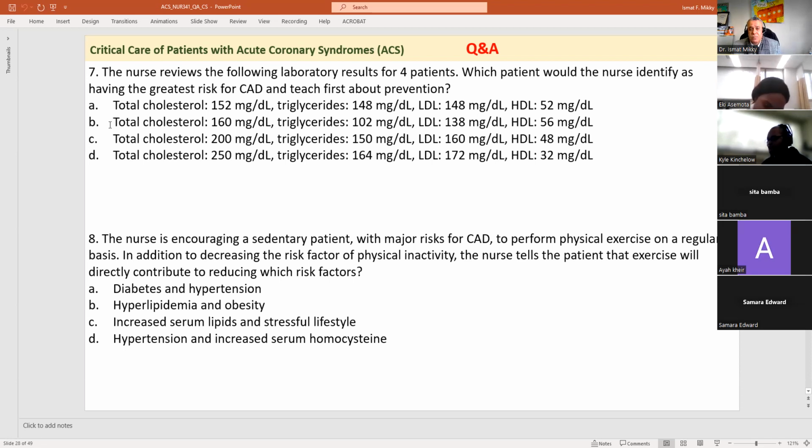The nurse is encouraging a sedentary patient with a major risk of CAD to perform physical exercise on a regular basis. In addition to decreasing the risk factor of physical inactivity, the nurse tells the patient that exercise will directly contribute to reducing risk factors. B. Right. Why B?